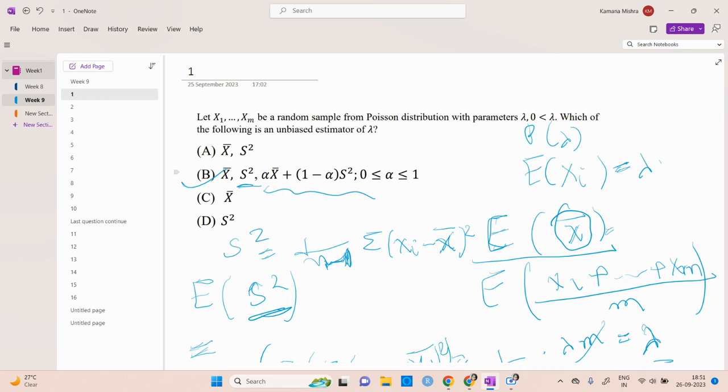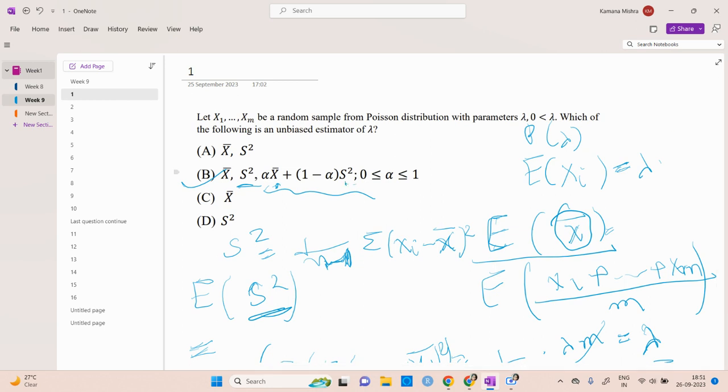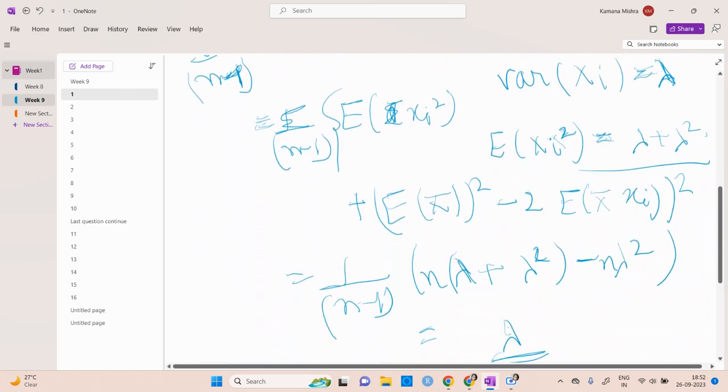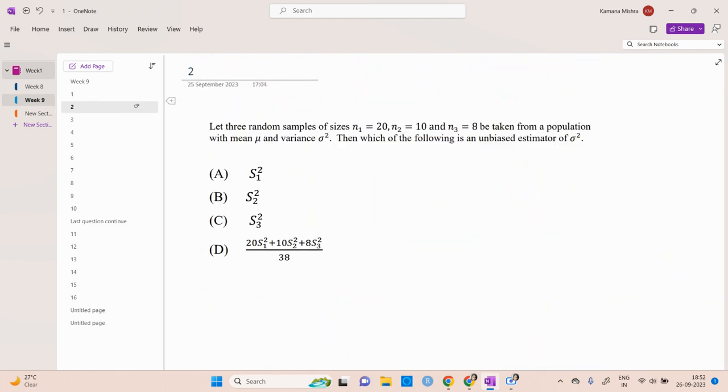You can also remember that if you have one unbiased estimator and a second unbiased estimator, then alpha times the first estimator plus 1 minus alpha times the second, where the coefficients add up to 1, is also an unbiased estimator, provided both of them are unbiased. I will just write down the proof and then you can go through the slides.